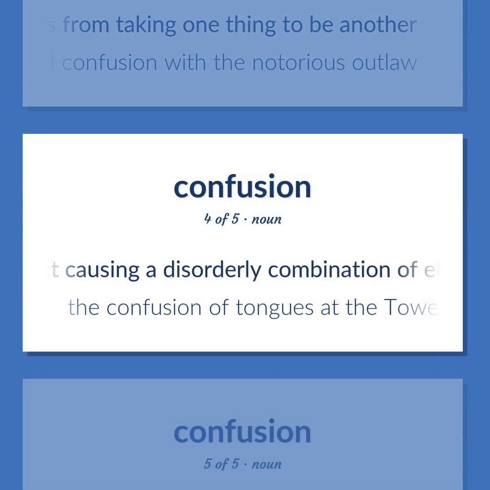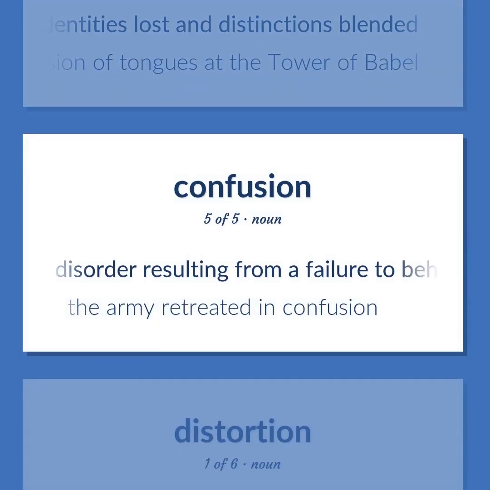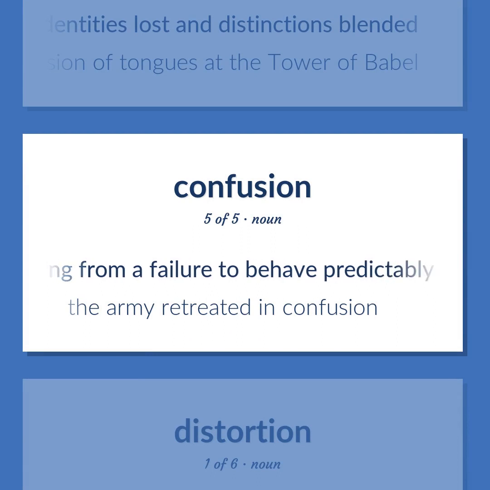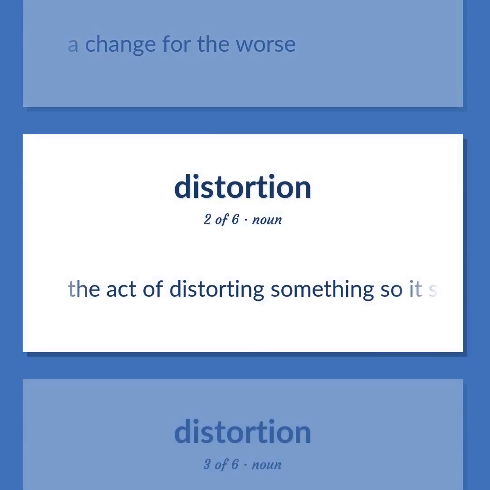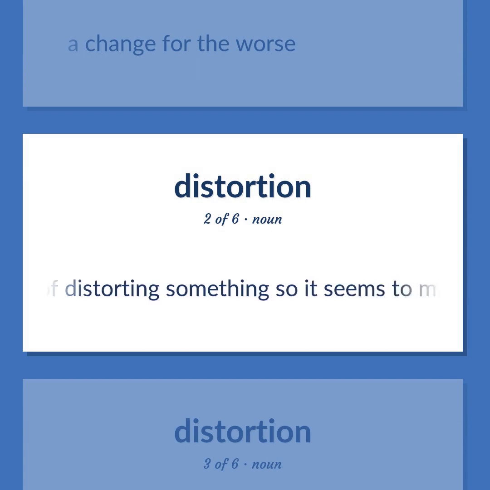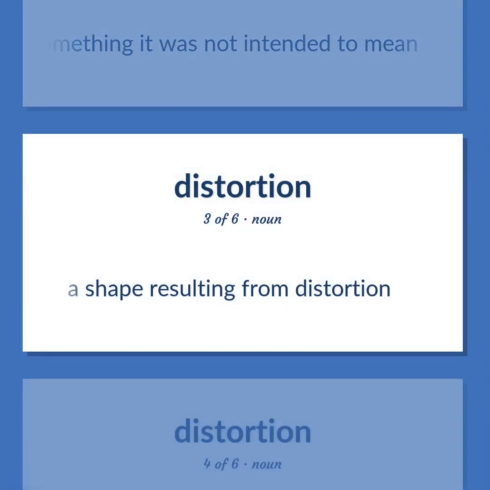An act causing a disorderly combination of elements with identities lost and distinctions blended. The confusion of tongues at the Tower of Babel. Disorder resulting from a failure to behave predictably. The army retreated in confusion. A change for the worse. The act of distorting something so it seems to mean something it was not intended to mean. A shape resulting from distortion.